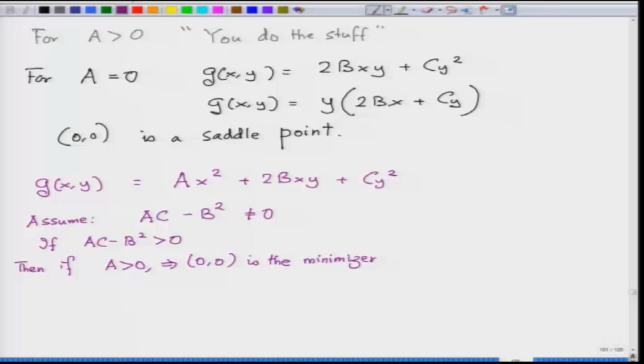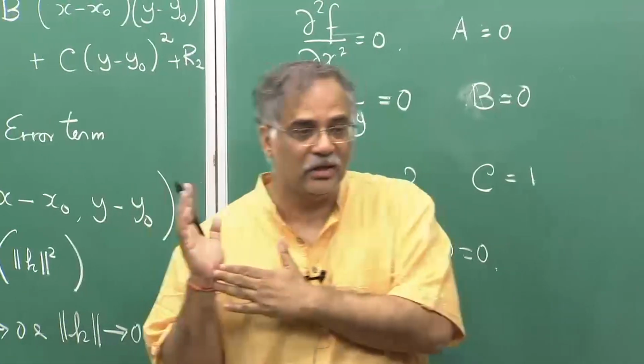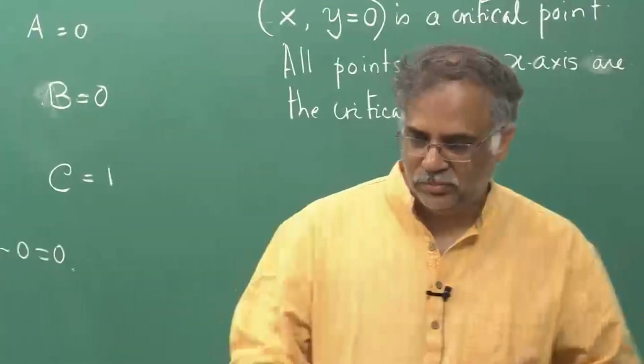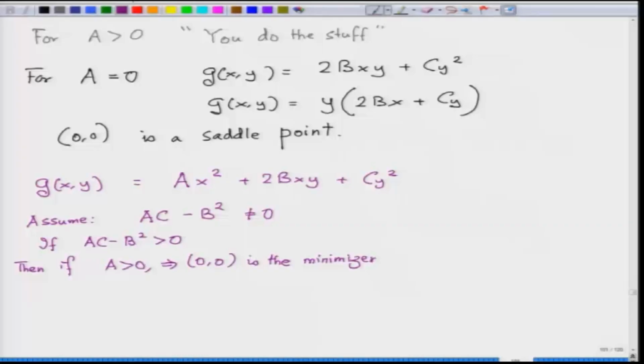Basically, these two conditions, AC minus B square strictly greater than 0 and A strictly bigger than 0, tell you that ax square plus 2bxy plus cy square is actually a convex function, which is non-negative, and of course 0 0 is a minimizer. Since 0 0 is the critical point and this is the only critical point, that has to be the minimizer. Every critical point of a convex function is a minimizer, that is exactly what we discussed in the last class. So, this is actually deciding convexity.